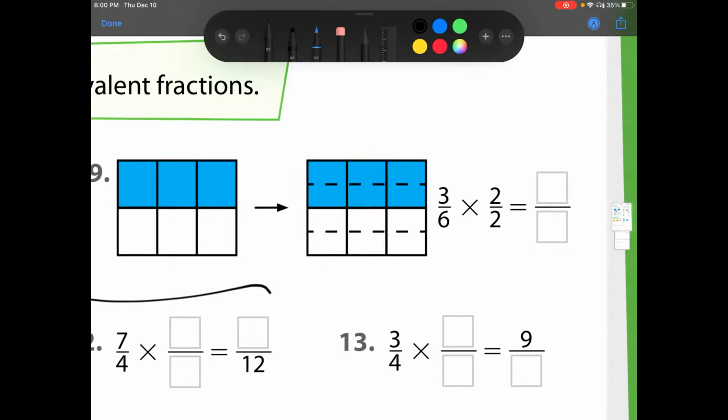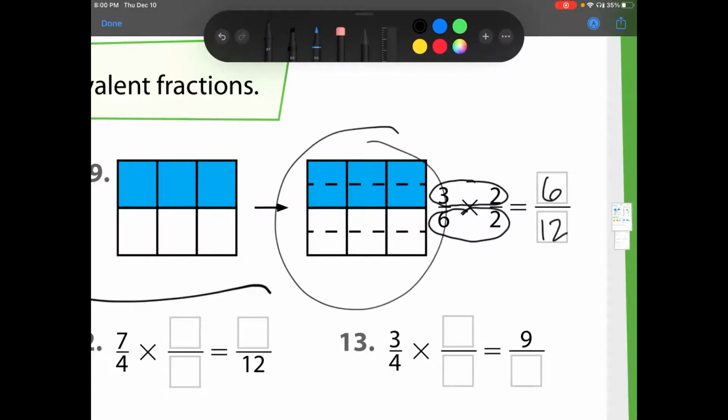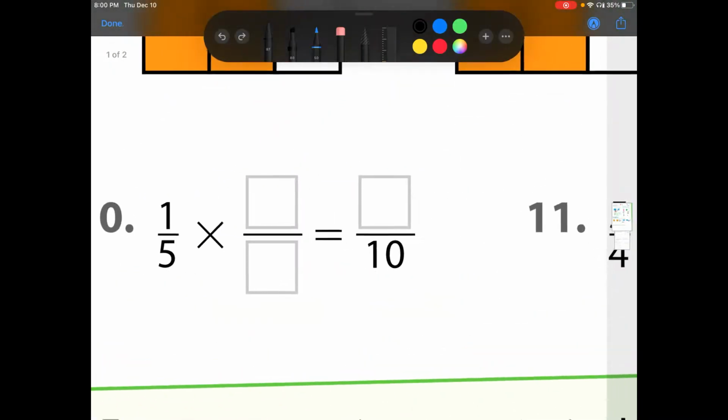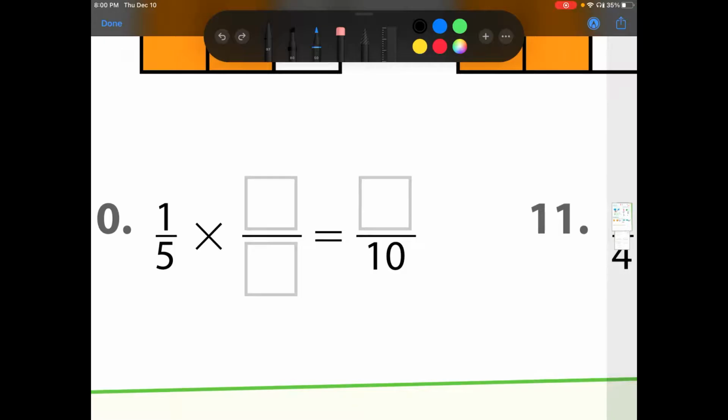So the same thing with this one. 3/6 times 2/2. We multiply our numerators straight across. 3 times 2 equals 6. And we multiply the denominator straight across. 6 times 2 equals 12. And you'll notice it matches that model right there. Now these ones are faster because we don't have those models with us, and we should get the hang of it by now. So we need to think, how do we get from 5 to 10?